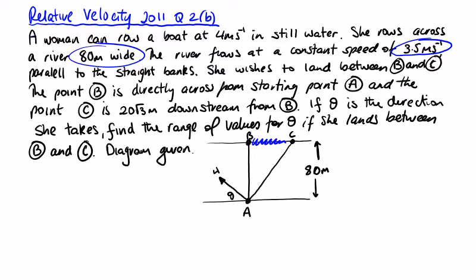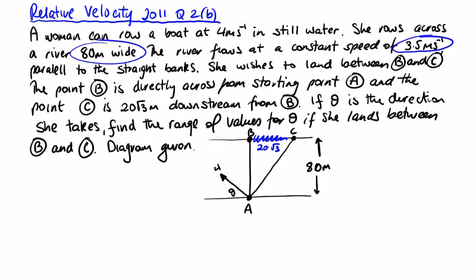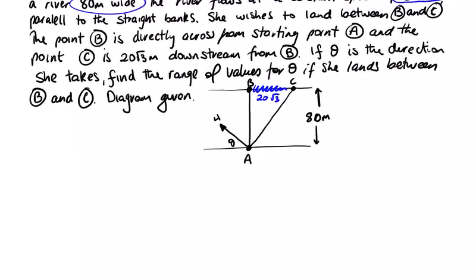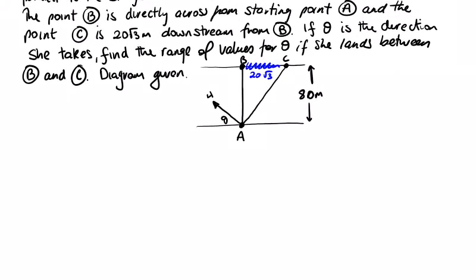The point B is directly across from A, and the point C is 20 root 3 downstream from B. If theta is the direction she takes, find the range of values for theta if she lands between B and C, and this diagram is given, the black parts.